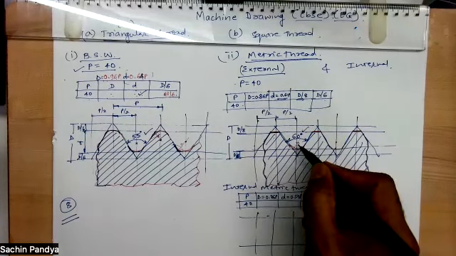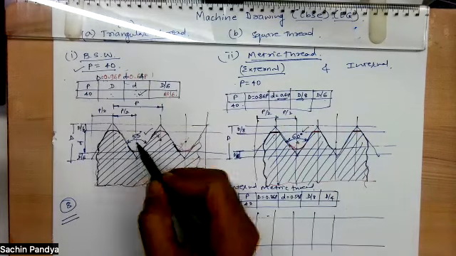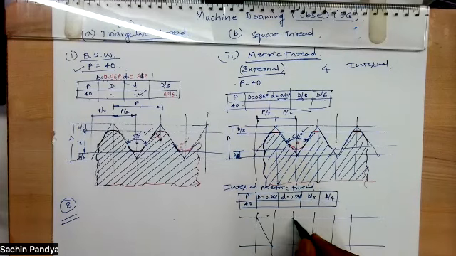Generally they will ask you in MCQ, what is the angle in BSW? So 55. What is the angle in metric thread? It is 60. Right? In this also we will join.